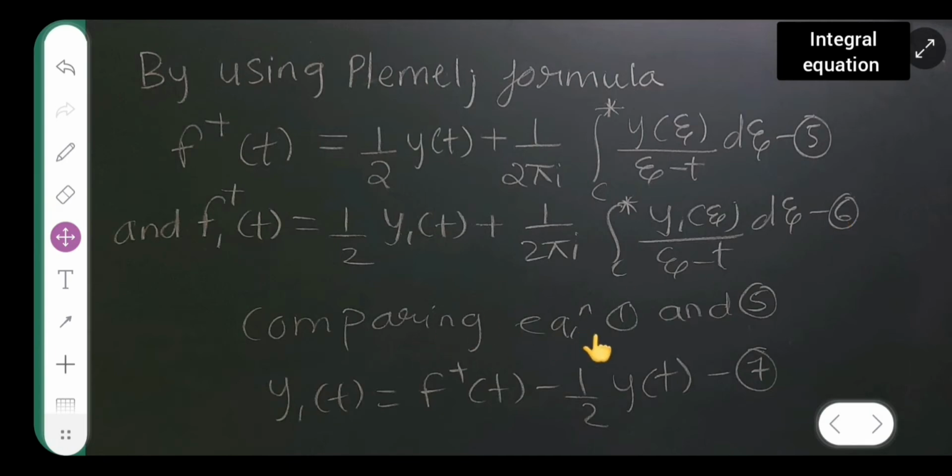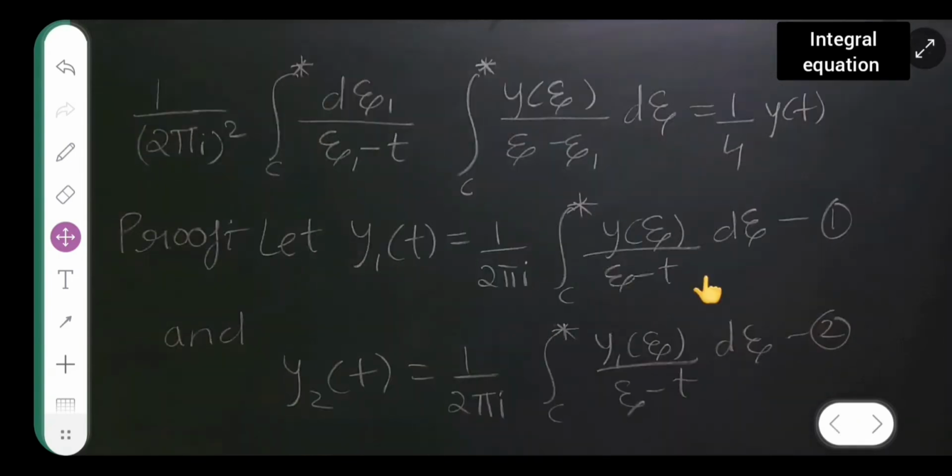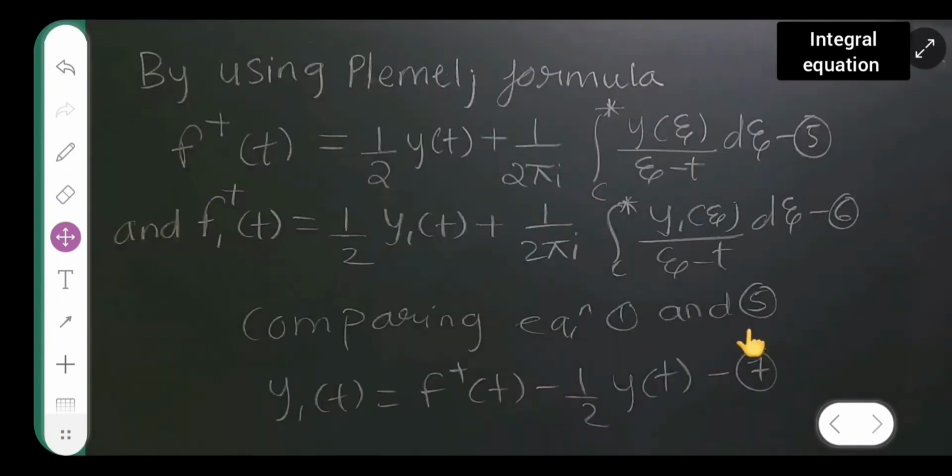Now I will compare 1 and 5. Now I have to compare this 1 and 5, okay? Now let's see what we get. So I will get y1 of t is equal to f plus of t minus half y of t, okay? Now I'll tell you all how I got this part, okay?